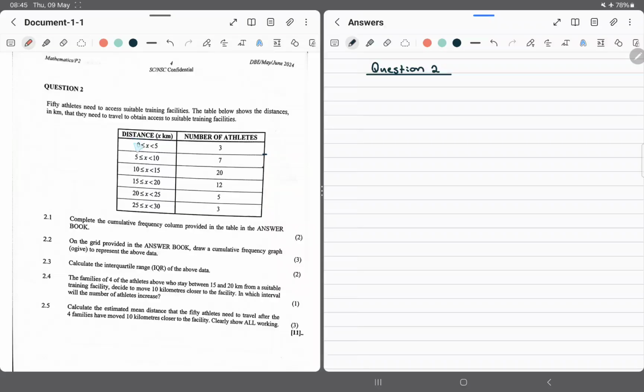Okay, so you can see here that the class of 0 to 5 is 3 athletes, 5 to 10 is 7, and so forth. I don't need to explain that. So it says now complete the cumulative frequency column provided in the table. Now I don't have the answer book, so I'm just going to extend it here.